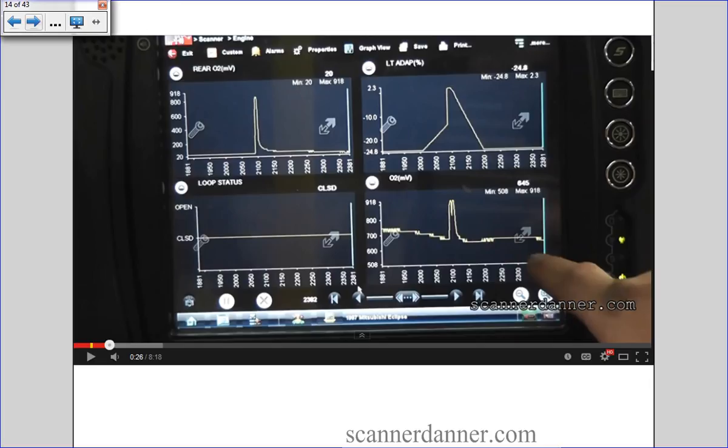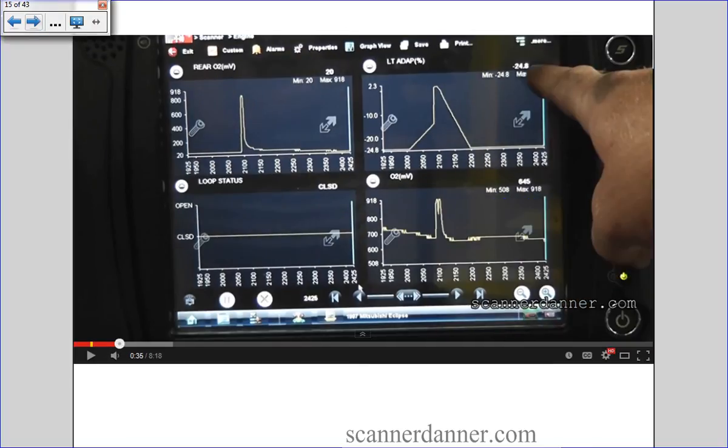But notice it's not dropping any lower than, looks like, 508. That says 508 in that picture. 508 min. I'm looking right here, 508, and this is 918. Next page. I'm pointing at the long-term trim. See the long-term at negative 24%. This is minus 24%. So we have a rich O2 signal.